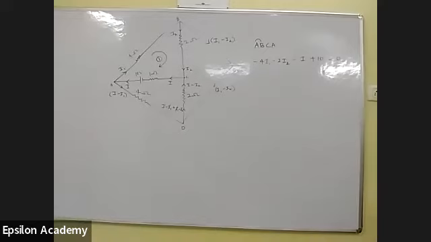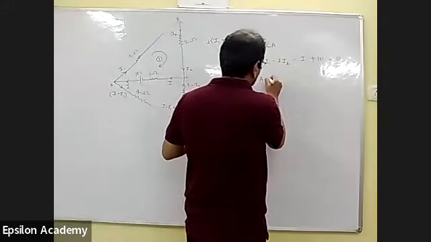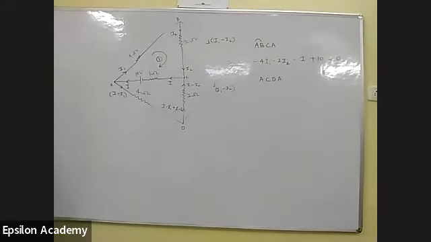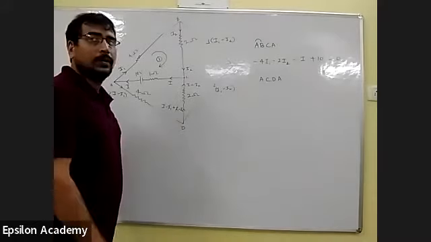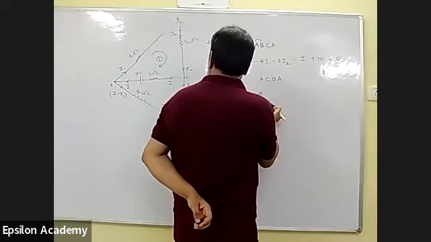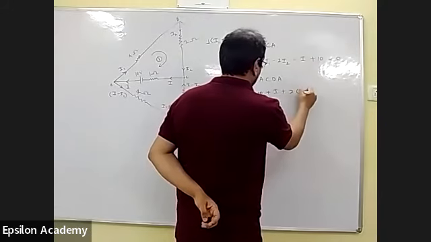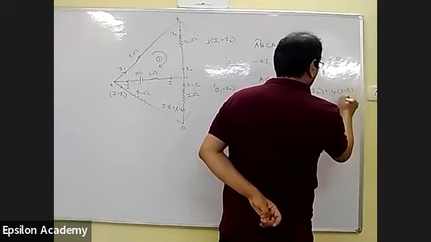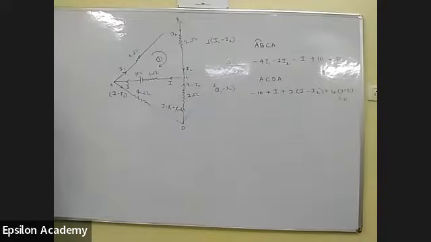ACDA. If I do this, tell me. This two times I. Correct. This two times I. Correct. This four times I minus I all together should be equal to zero. Correct.